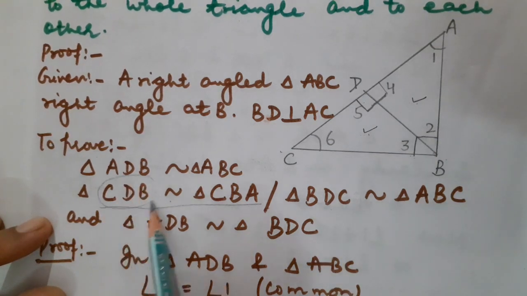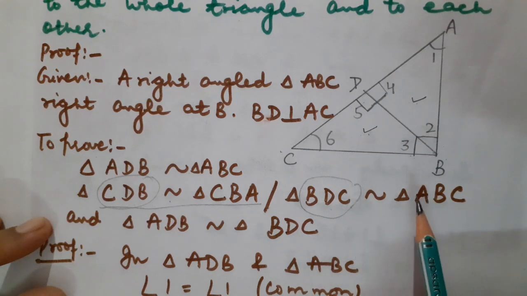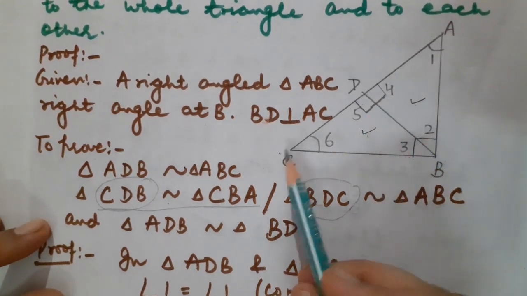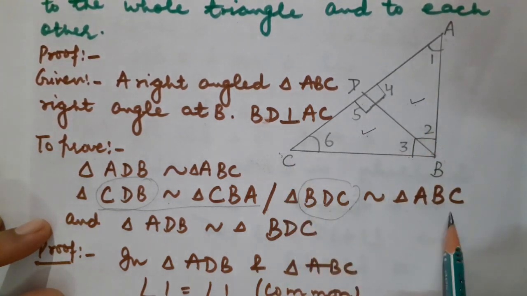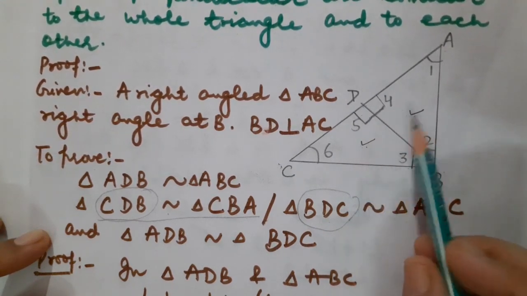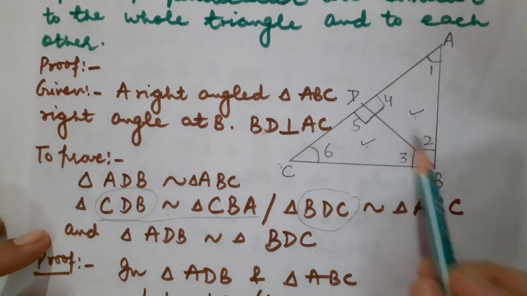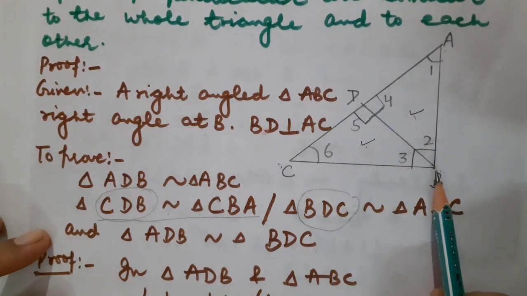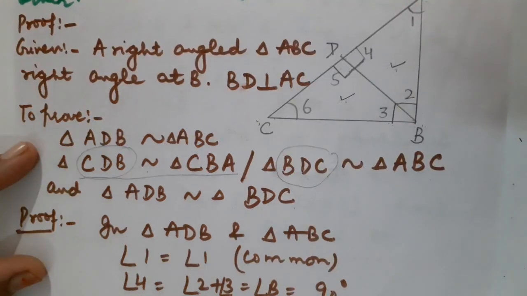That at place of CDB I have written BDC. Again I am going to deal with the same triangle. This is BDC. This is similar to ABC. This I have to prove. Along with it I have to prove that these two smaller triangles are also similar to each other. That is triangle ADB is similar to triangle BDC. Got it, children? So let us start its proof.